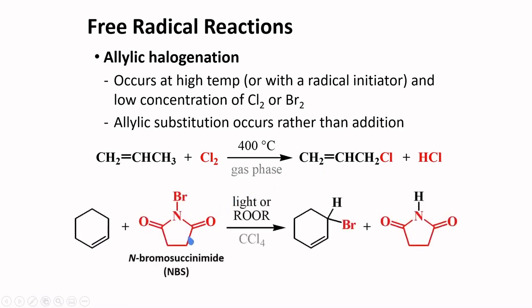This compound here, N-bromosuccinimide, can be used to generate low concentration of bromine molecules. And in the presence of light or peroxides, bromine becomes attached at the allylic position, here or here, to form the allylic bromide.